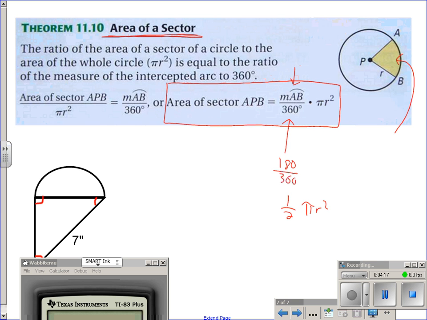If this angle right here was 50 degrees, we would have 50 out of the 360 degrees, and then we would multiply it by the area of the whole circle. So we have that fraction of the whole circle, and we're just multiplying it by the area to find the area of that piece of the circle. So that's the idea of defining the area of the sector.